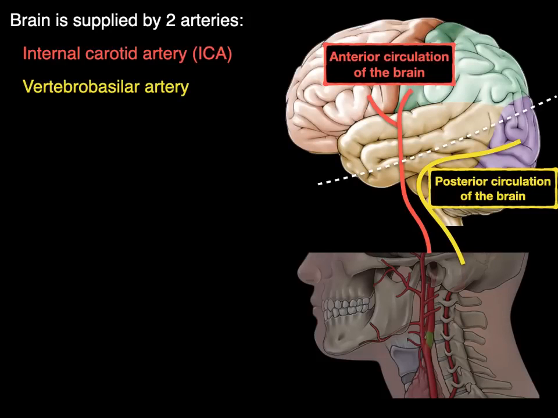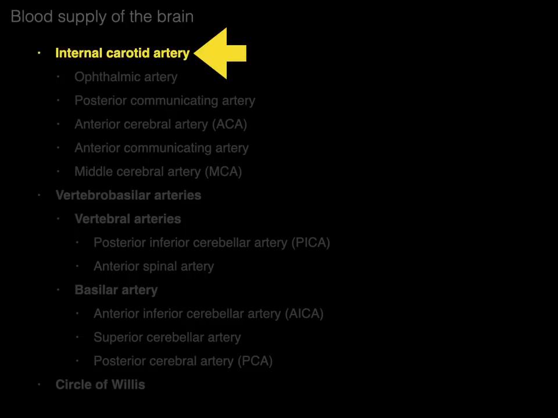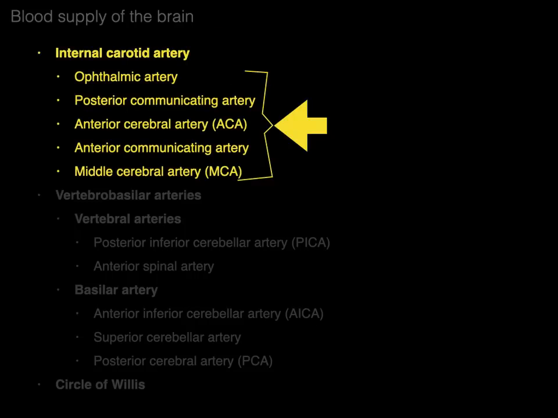This is the scaffolding in which all the other arteries are going to be shelved into to show how we supply the brain with blood. So let's start with the internal carotid artery and its branches first.